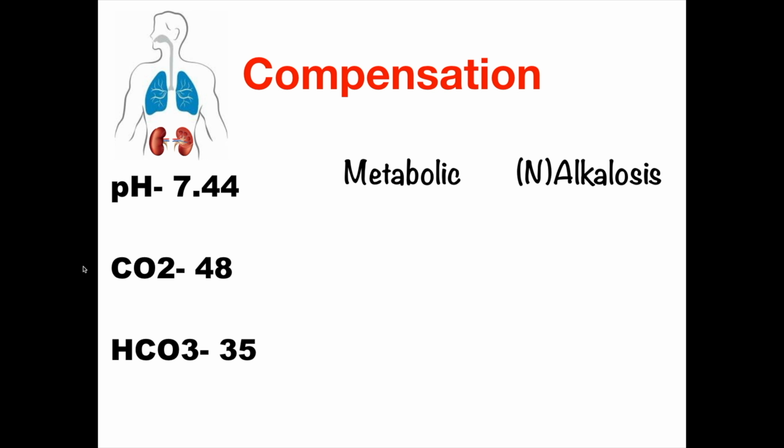And by looking at our CO2, since we have a metabolic problem, we can conclude that the body is trying to compensate by increasing the amount of CO2. So we know that there's compensation. Let's put here compensation, and to identify whether it's a full or a partial compensation, we're just going to look at our pH, which is 7.44. So this means that the body compensated enough to bring our pH back to normal. So this is a full compensation.